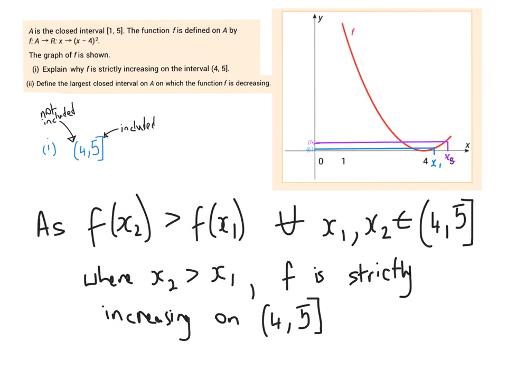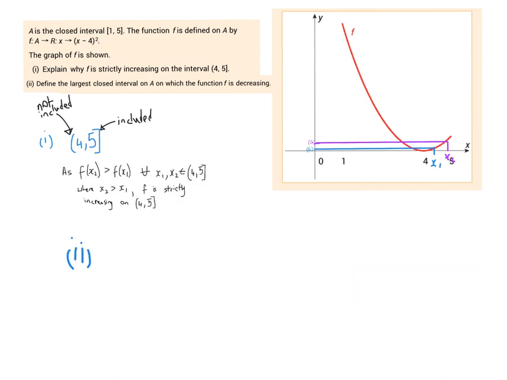And next then we're on to part 2. So here we're asked to define the largest closed interval on A on which the function is decreasing. Well, our closed interval begins at x equal to 1, and we can see all along here the whole way down the function is decreasing, and it goes all the way down to 4. And why? Because here is where it begins to change.